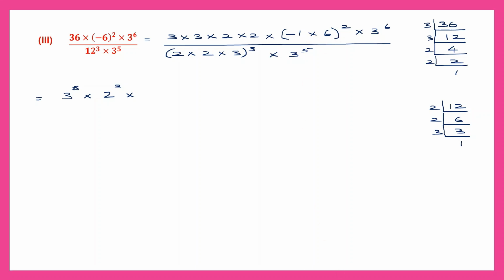So let's write that. Minus 1, because it's negative, I'm putting brackets, is raised to the power of 2 into 6 is raised to the power of 2. And this 3 to the power of 6 we've already included here. So we don't have to write that again.